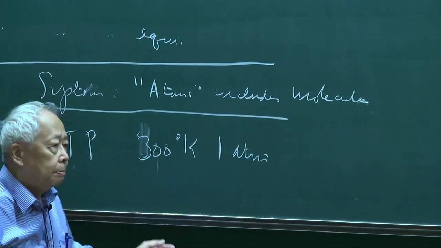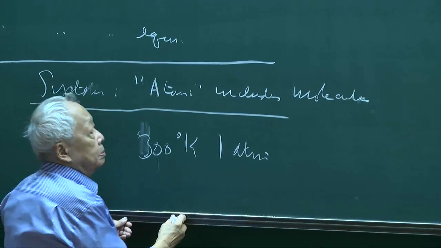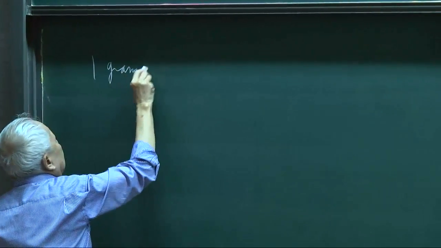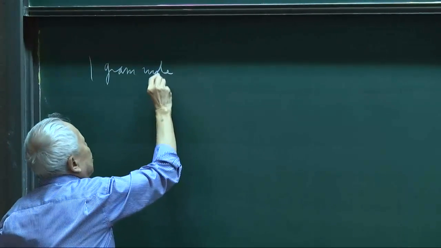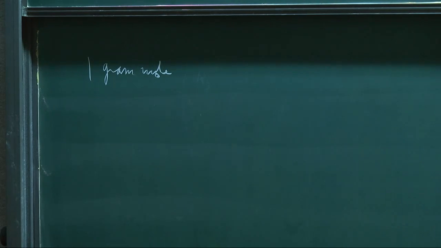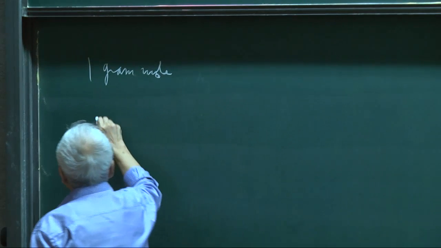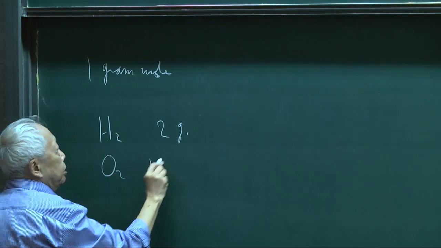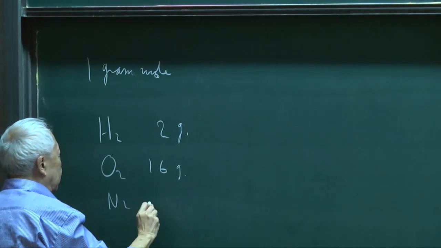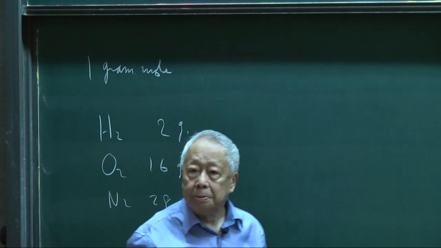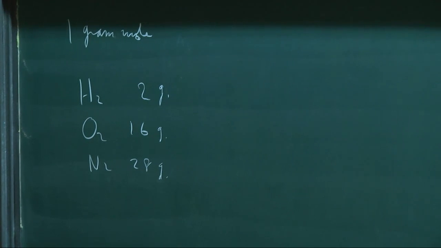Under this condition, from chemistry, we know that there is something called a gram mole, 1 gram mole. That means the gram equivalent of the atomic number of the substance. For example, for hydrogen, for H2, it is 2 grams. For oxygen, it's 16 grams. And for nitrogen, it is 28 grams. Each of these is called 1 mole, 1 gram mole. And that gram mole shares many standard properties, right?